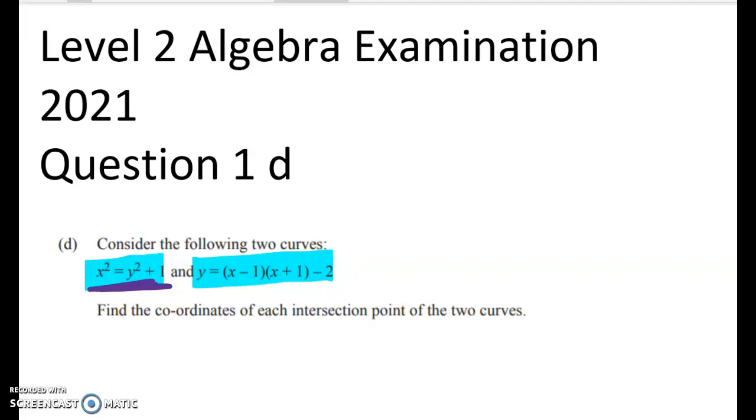But this one here has x squared and y squared in it, and this has got y and some stuff here. So I think the obvious first step to do here is to expand this out.